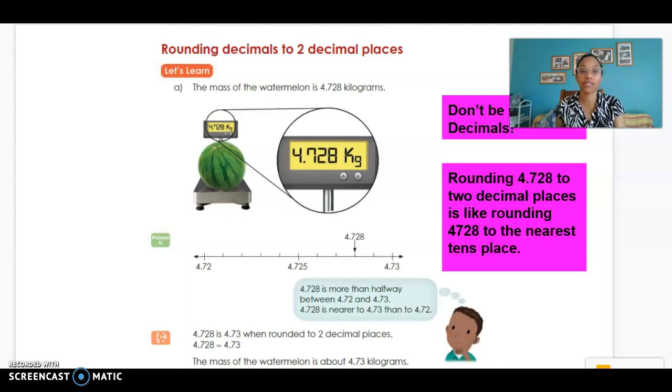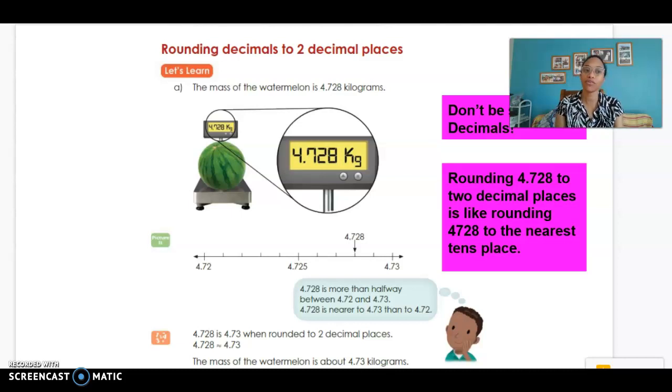I want you to notice that when we rounded 4.728 to the nearest hundredth, we got 4.73, which is the same as 4.730. Notice that the steps we did to round this decimal to 2 places are the same steps we would use when rounding the number 4,728 to the nearest tens place, or 4,730. The big difference is how that 0 has value. At the end of 4,730, the 0 has value because it's still part of a whole number.